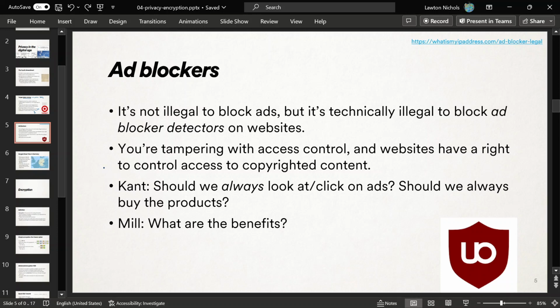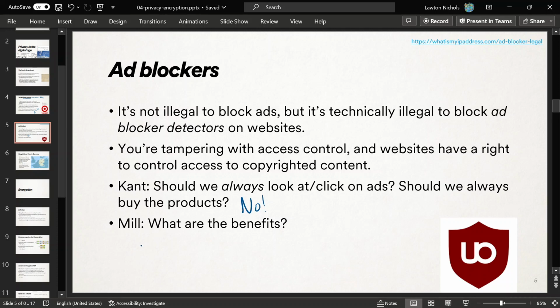So this is what you should do if you're ever faced with an ethical conundrum. You would be like, all right, what would Kant say? He'd probably ask a question with the word always in it. Should we always be looking at ads? Should we always be clicking on the ones that we see? Something like that. Should we always be buying the products that are shoved in front of our faces on these websites? And so I assume Kant, again, for individual freedoms, he should be like, no, I don't think that's a good idea. He'd probably be against ads and for ad blocking.